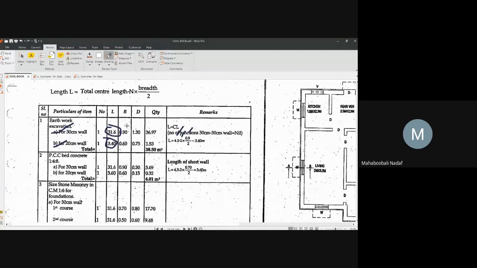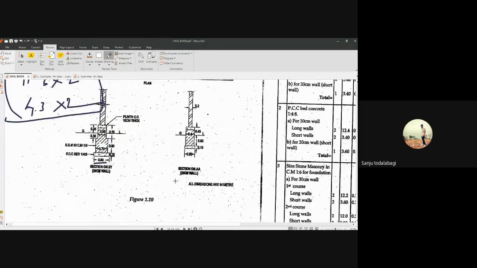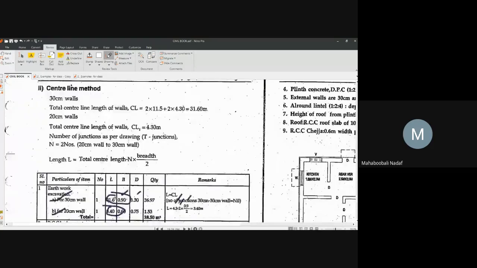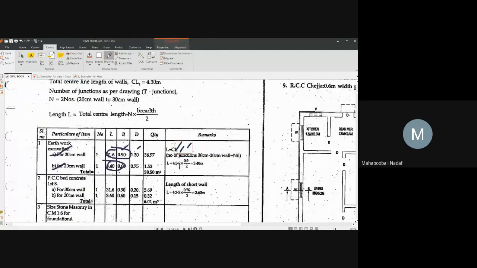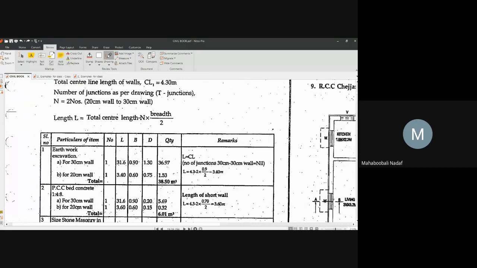Now you have already written B and D for the items from the cross section. See here, 0.9 is the width for this, correct? Yes, sir. And 0.6 is the width for this. Now, what B should be minus here in the 20 centimeter wall? That is the important concept here.